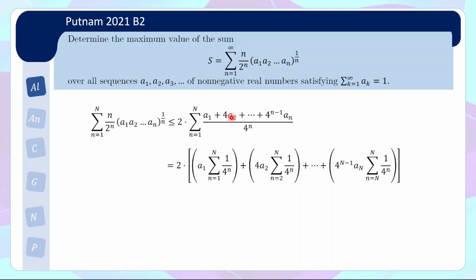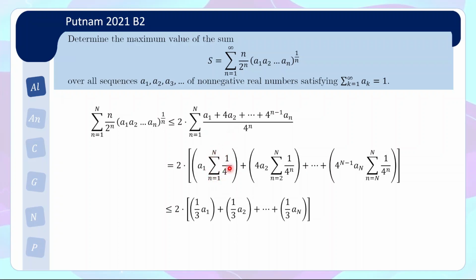A2 appears when n equals 2 to capital N. That's why you have the coefficients running from 2 to capital N, and so on. The last term will actually be A capital N. That appears only when n equals capital N, so you have this coefficient here. But the very nice thing is that we can bound each of these by the infinite sum version.